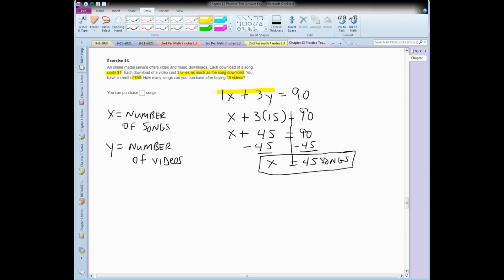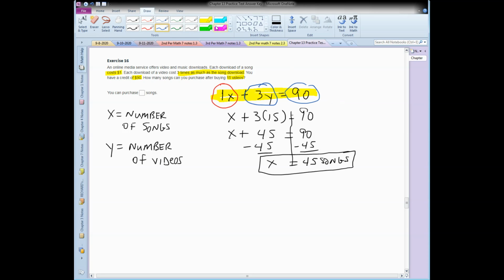So I write this equation in standard form. What does each piece mean? Well, this first piece says that x represents the number of songs, so each song costs $1. So that's what that represents. This part says, okay, each video costs 3 times as much, so it costs $3. So here is how much the cost would be for my songs and my videos. And I have $90 to spend.